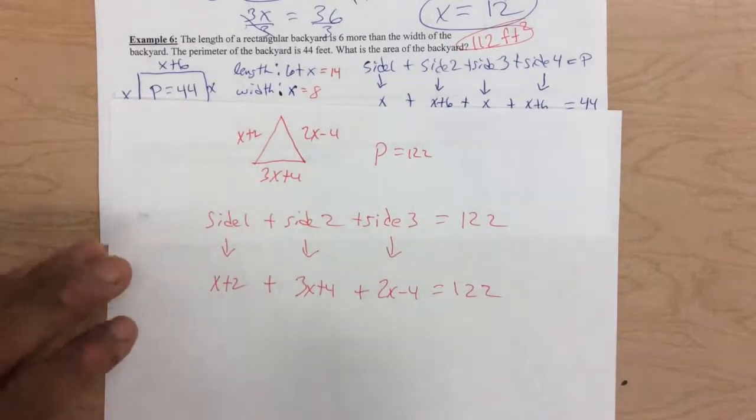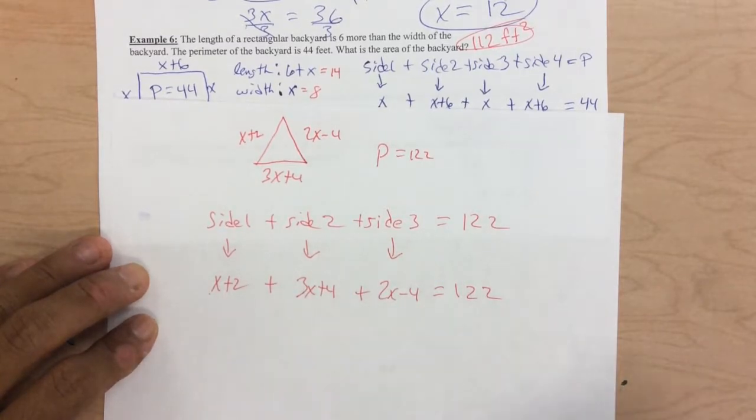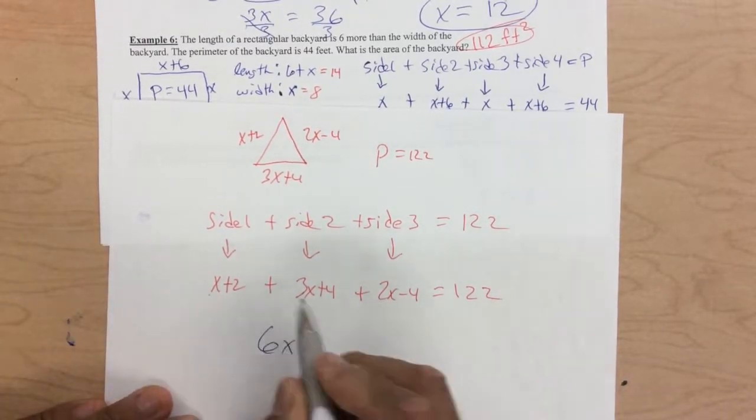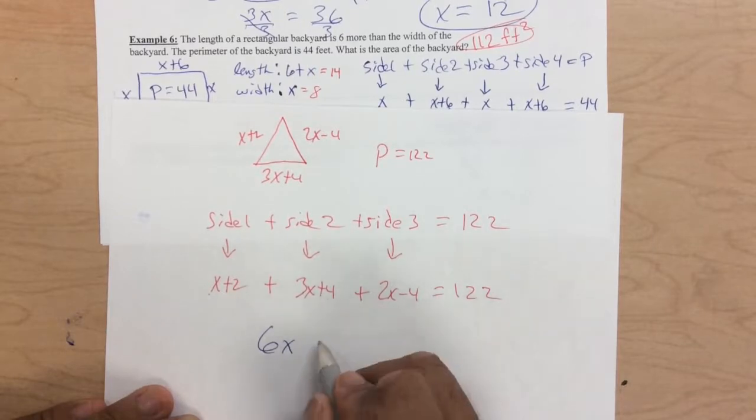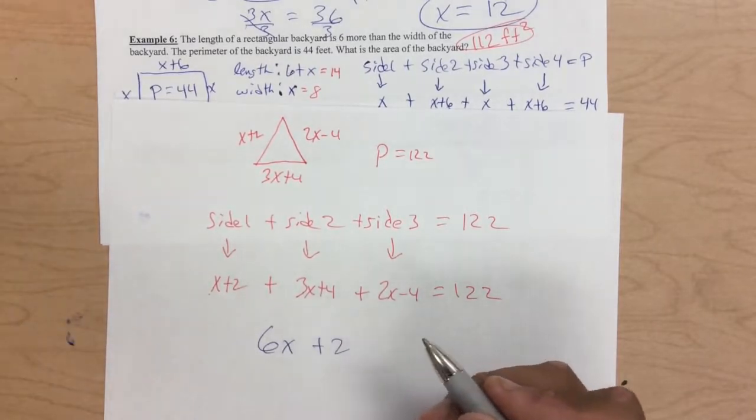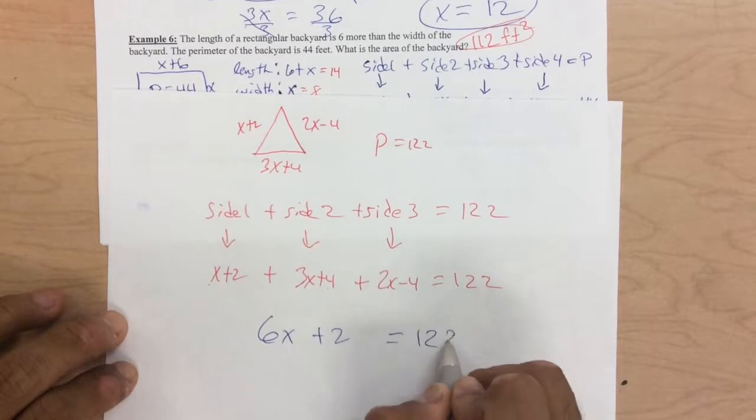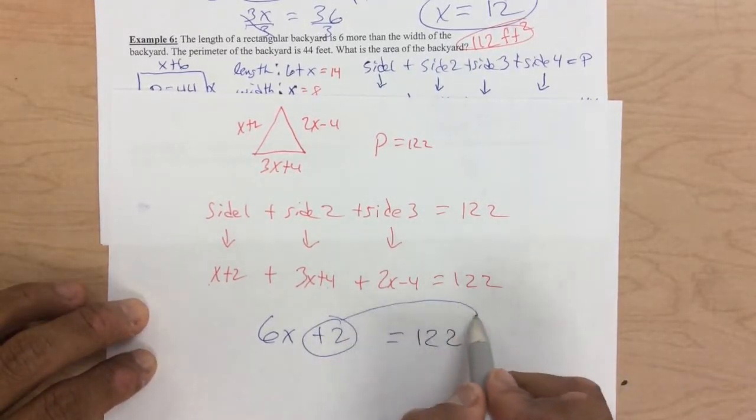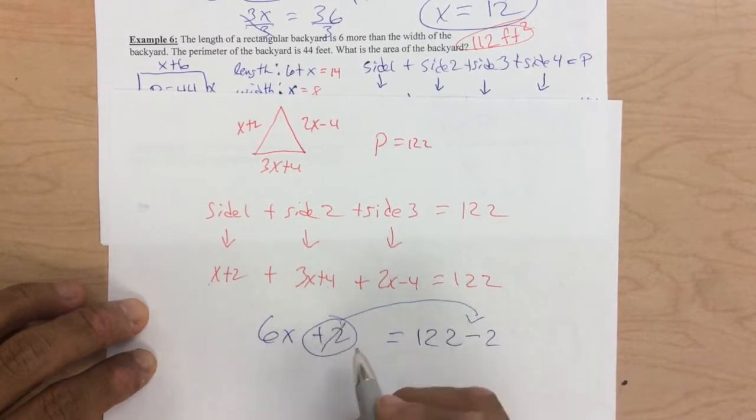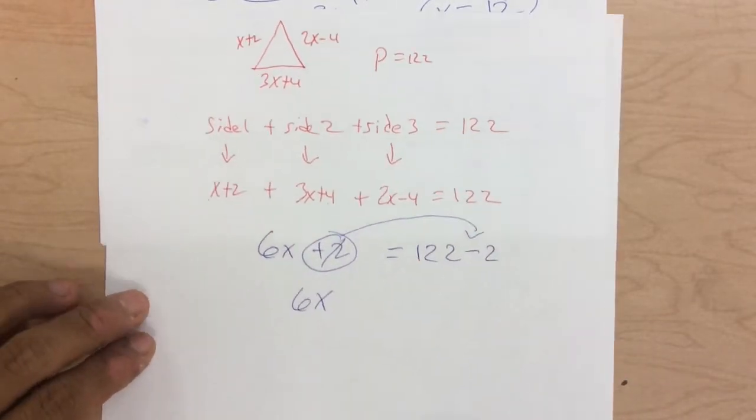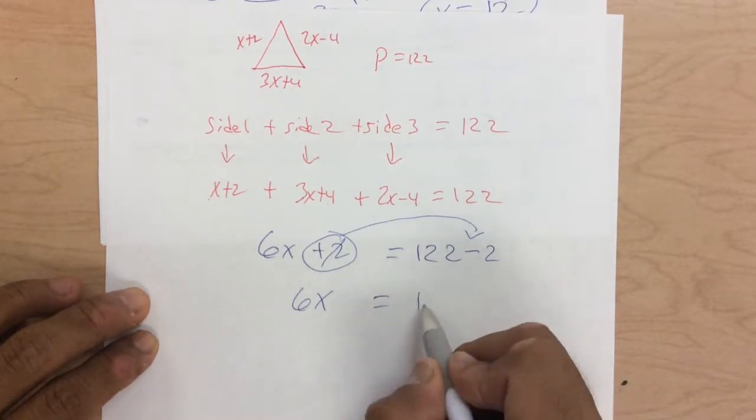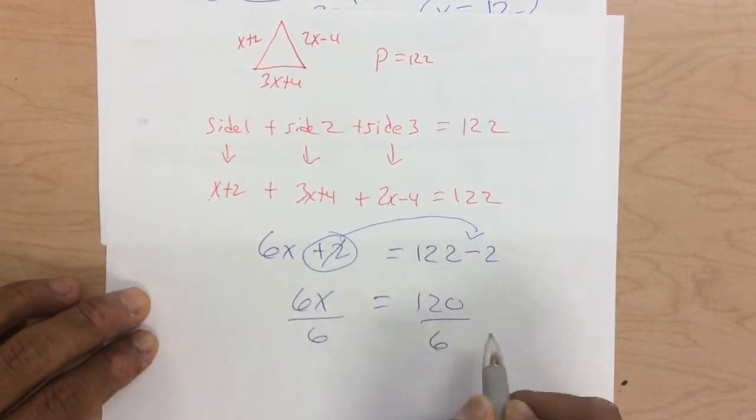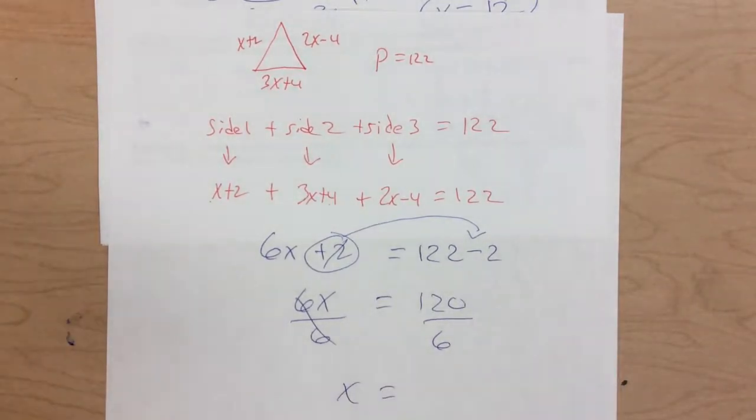So let's go ahead and combine our like terms. x plus 3x plus 2x is 6x. 2 plus 4 minus 4 is just plus 2. Equals 122. Now let's jailbreak. 122 minus 2 is 120, and then you want to divide by 6. So 120 divided by 6 gives me 20.